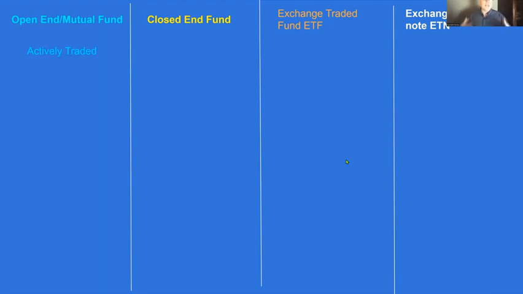Okay. So open-end funds, mutual funds, are actively traded. I don't mean they're traded like the stock, because you don't trade mutual funds. You buy and redeem. What I'm saying here is that the portfolio inside the fund is actively traded. We'll call it actively managed. I call it actively traded. It is what it is.